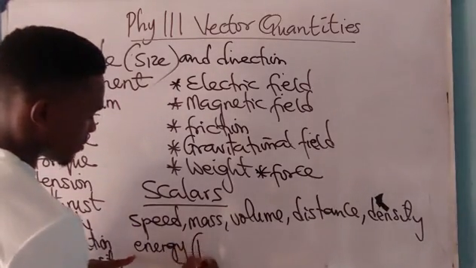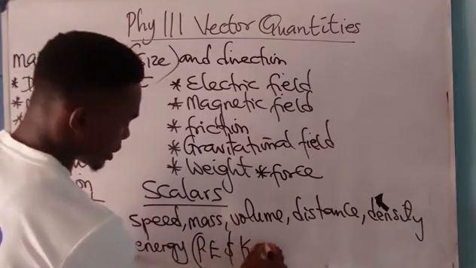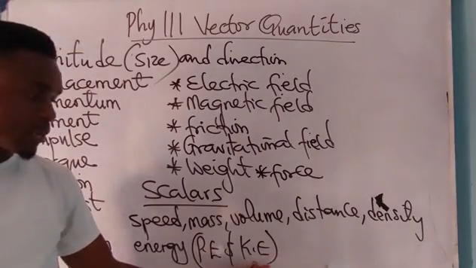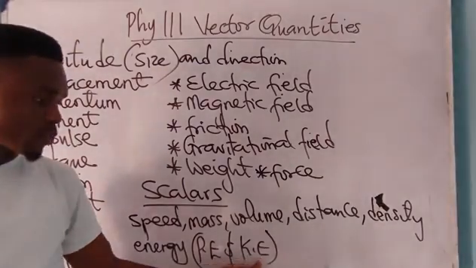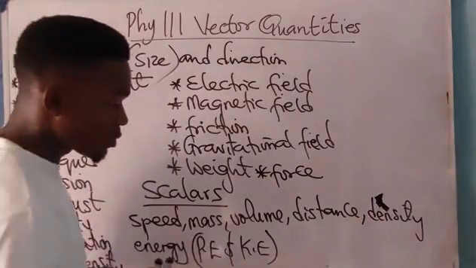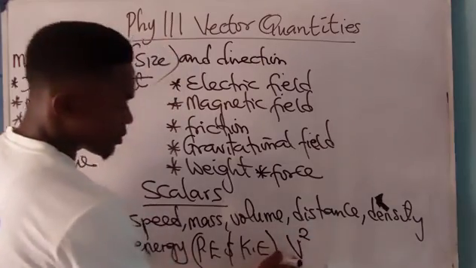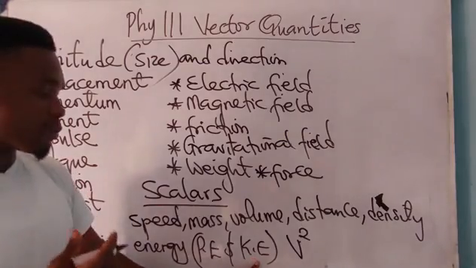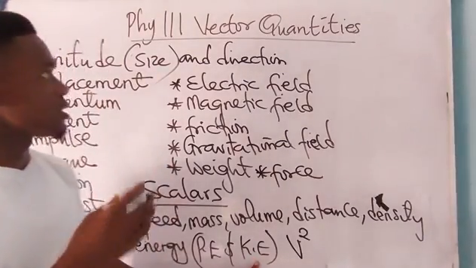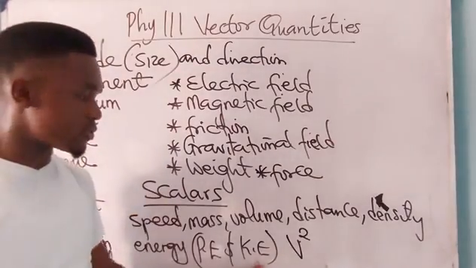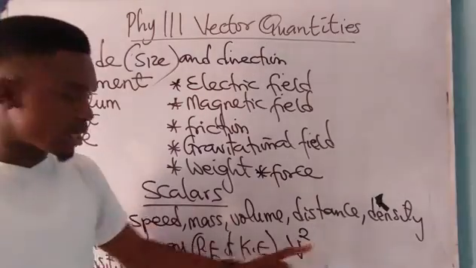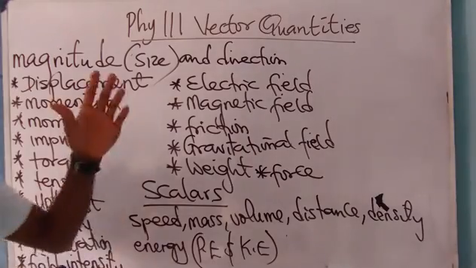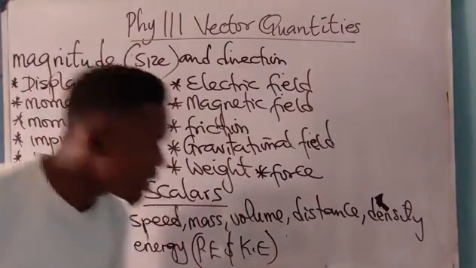Energy, potential energy or kinetic energy. Kinetic energy is that type of energy possessed by a body in motion. Is it a vector quantity? It's a scalar quantity because the v of velocity in it is what? Squared. That is why it is a scalar quantity. Normally, since it's possessed by a body in motion, it would have been a vector quantity, but it is a scalar quantity because the velocity present in it is squared. Take note of that. So this is just the introductory part of vector and scalar quantities.